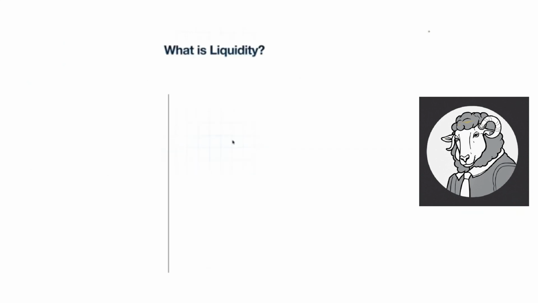Let's take a look into what is liquidity. Firstly, we have swing lows. These are liquidity. We also have swing highs. This is also liquidity. Swing highs and lows are known as swing points. Above and below these points, we have resting orders and stop losses.